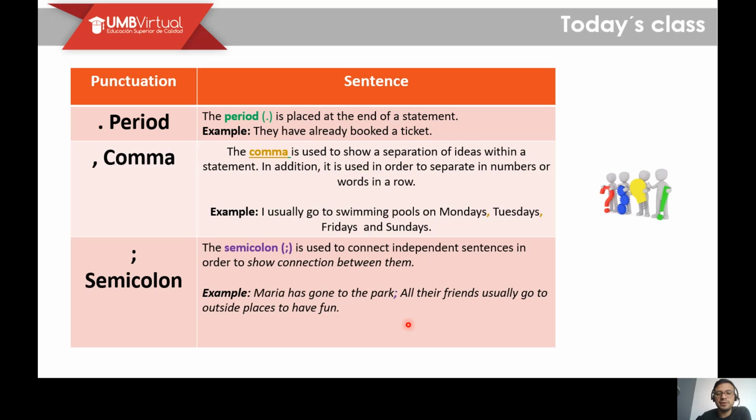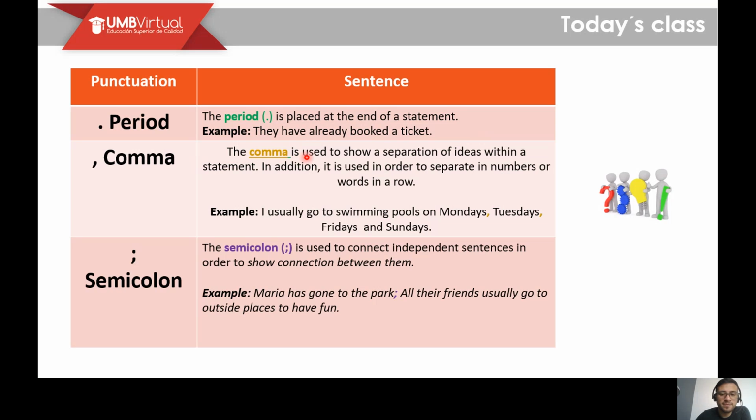Okay, so we have different punctuation forms. For example, we have capitalizing, that is bigger letters at the beginning, and we have the period, that is this little dot that we have in here. When we're talking about texts, we call it period. It is placed at the end of the statement, like this: They have already booked a ticket, period. Because you finished your statement or your idea.